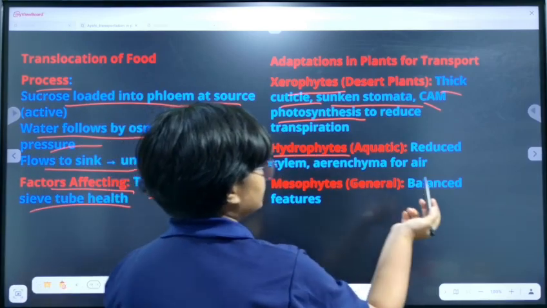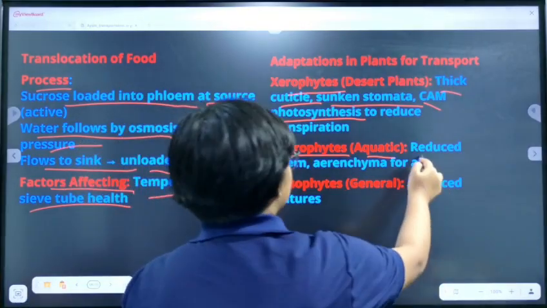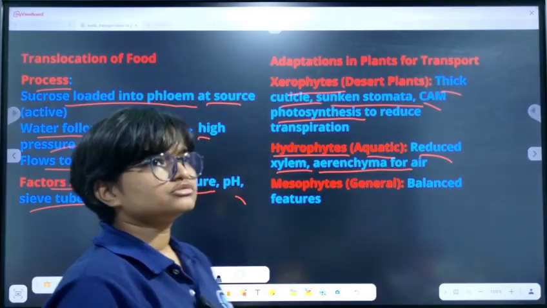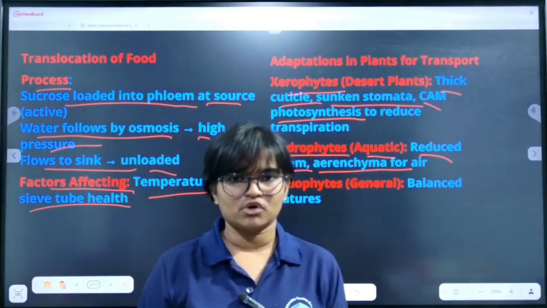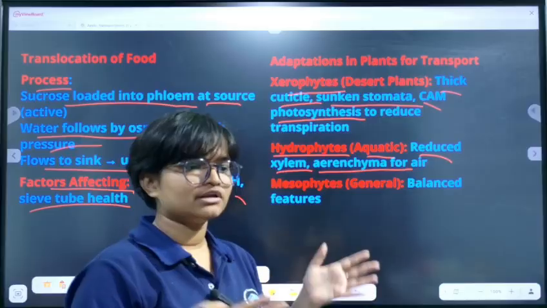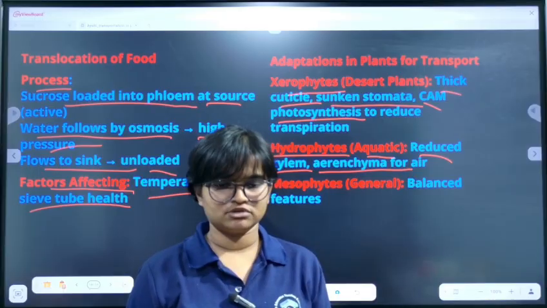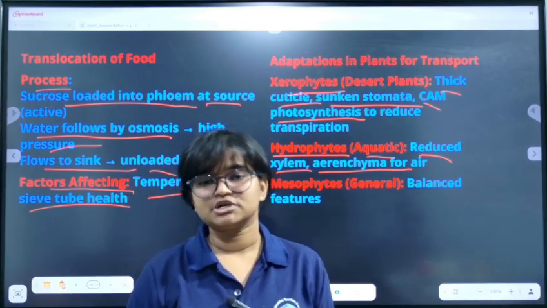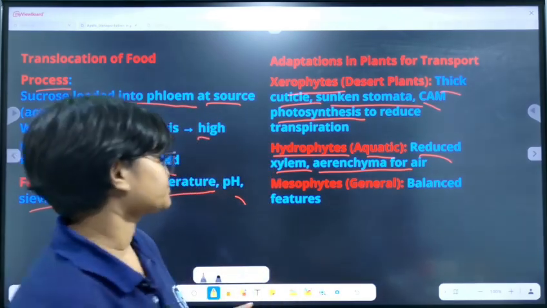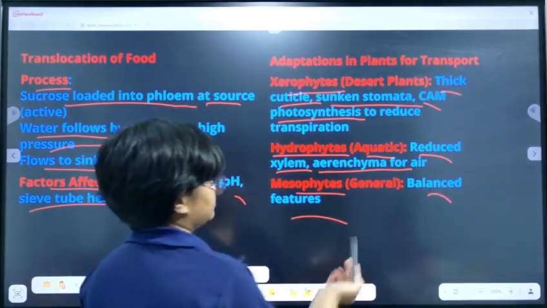After that, hydrophytes, these are aquatic, like water lily. They reduce the xylem and have parenchyma for air. They don't need to conserve water. They can transpire freely because they are living on the water surface, or they are submerged in the water, so they don't need to care about the temperature that much. And there are also mesophytes. They have very general, balanced features.